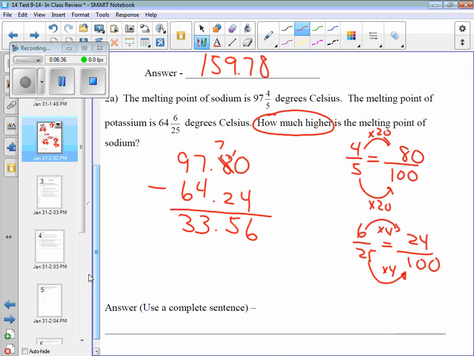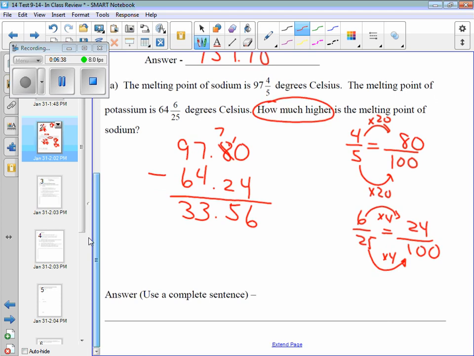And then when you answer that in the complete sentence, the melting point is 33.56 degrees higher.